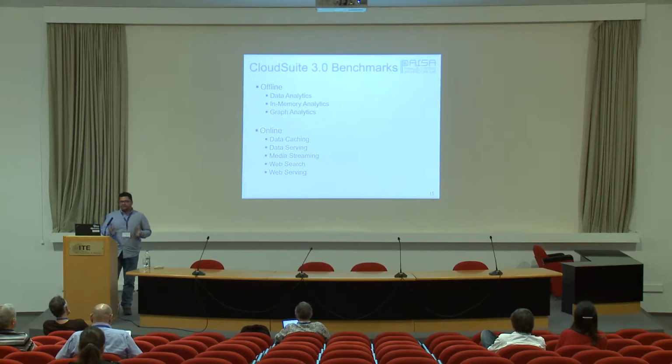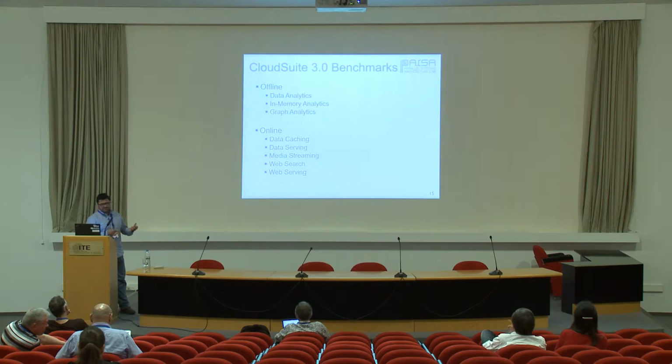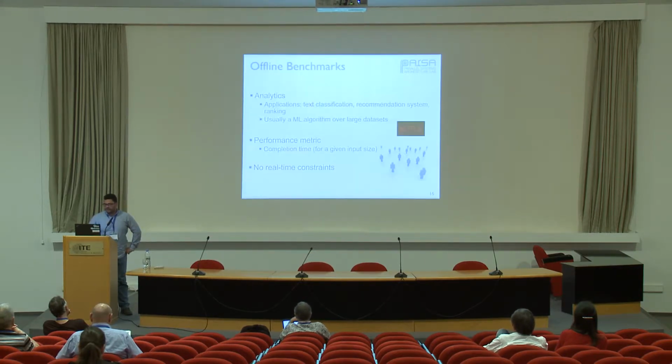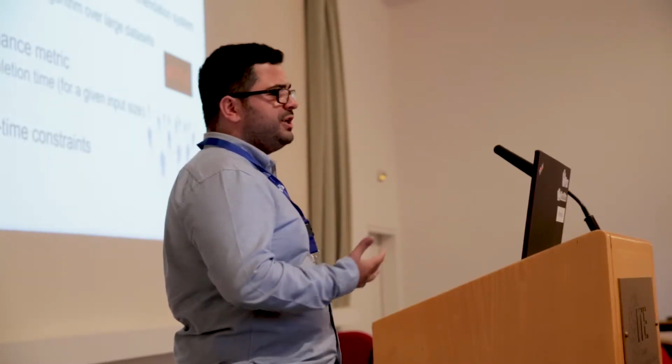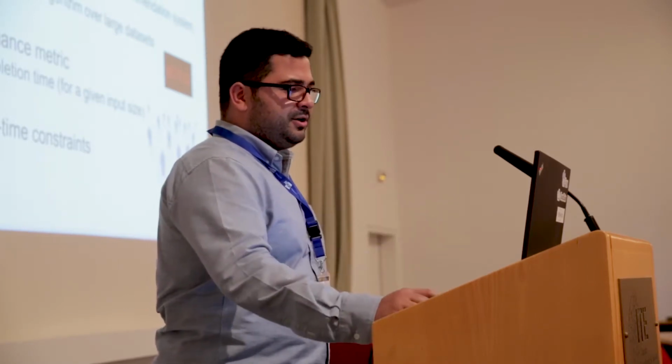This is to be able to represent both analytical and online benchmarks. We have 3 offline benchmarks and 5 online benchmarks. I'll explain what they are. Basically, offline benchmarks are analytic benchmarks. They do a task and they report the completion time. That's about it. So you want to run an ML algorithm over a large data set. You do that and you report it back to your master.